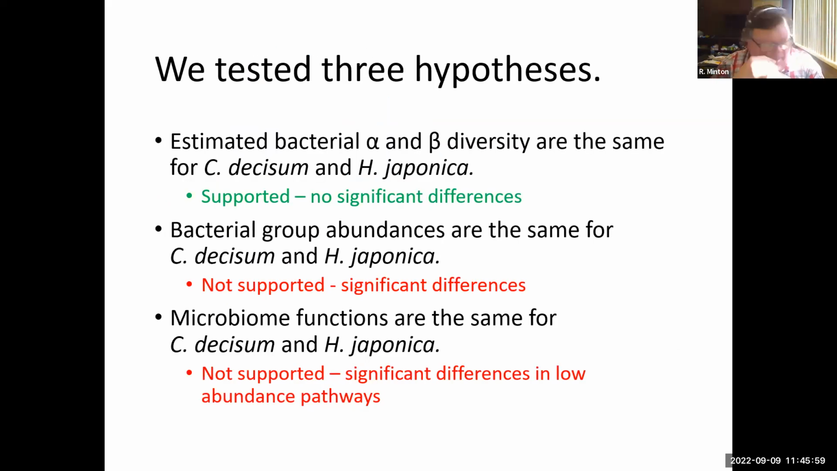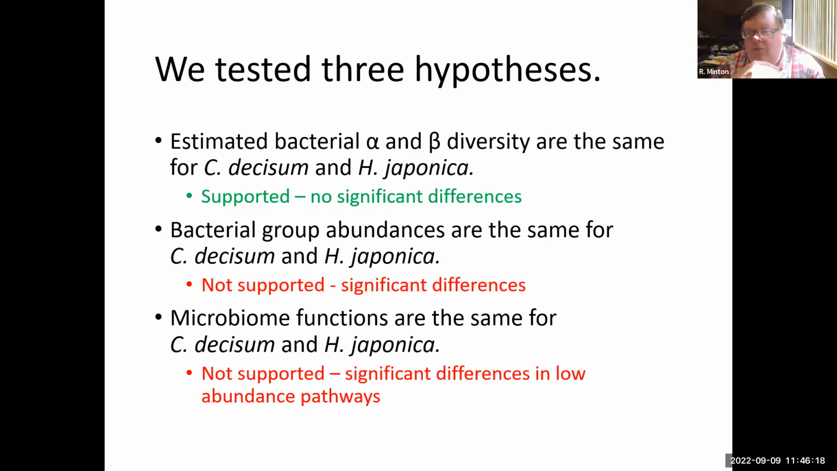Excuse me. So what does it all mean? What did it all mean? So we tested three hypotheses. The first, again, that we predicted that the alpha and beta diversity are the same for both species. And we supported that. There were no significant differences.